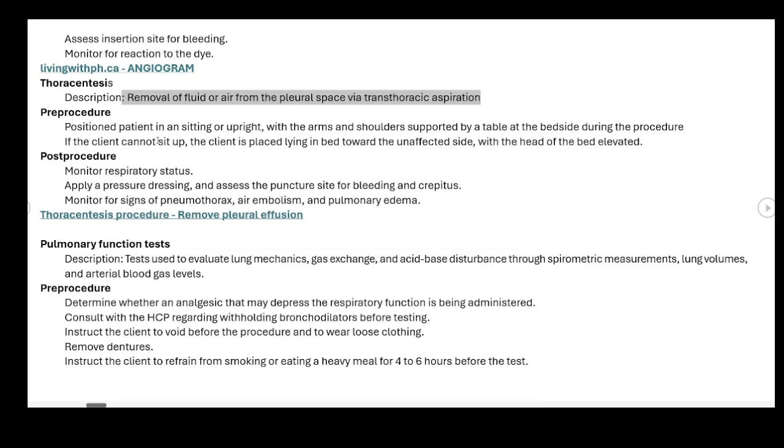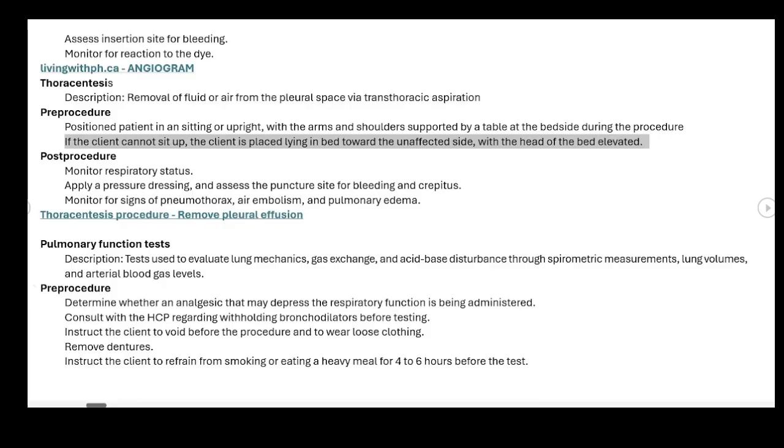Now, pre-procedure, you want to position the client in the sitting or upright position with the arms and shoulders supported by a little table at the bedside during the procedure. Usually, the fancy word that we say is the tripod position. If the client cannot sit up, the client is placed lying in bed toward the unaffected side with the head of the bed elevated. Do not forget this. This is very important. They can ask a lot of questions on that.